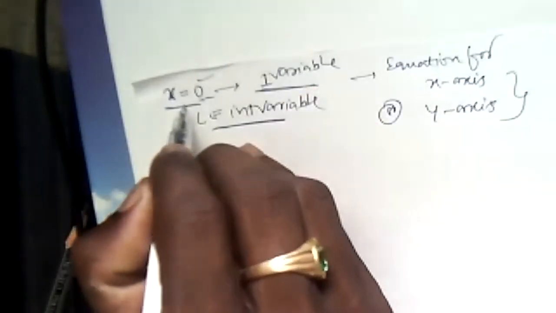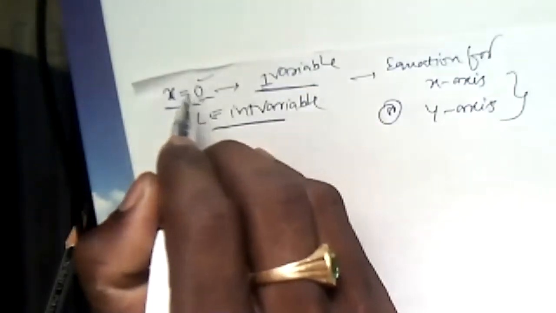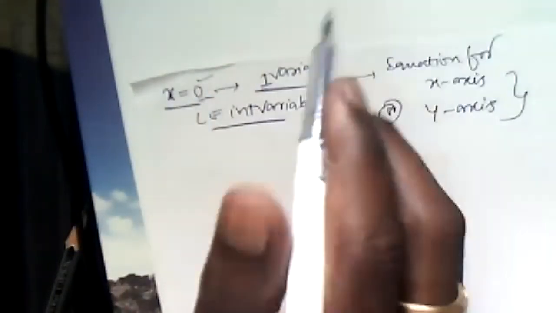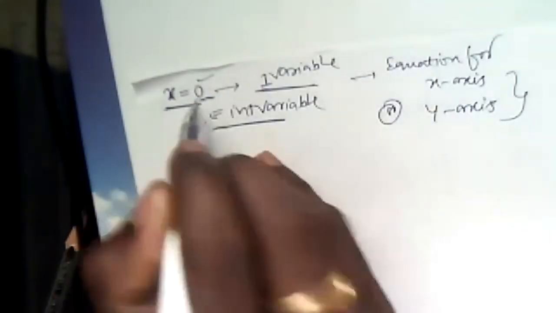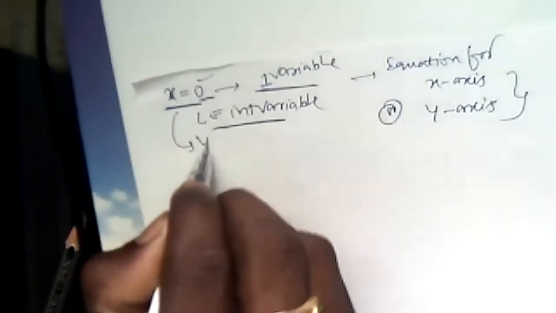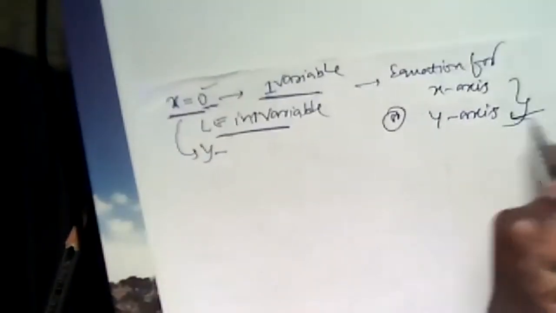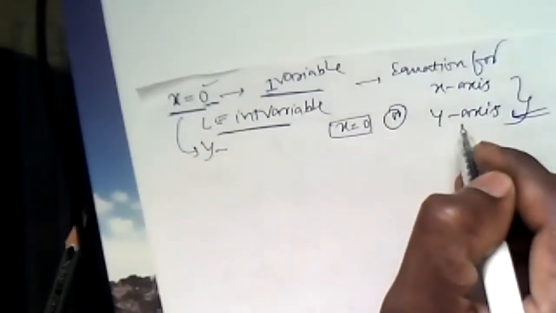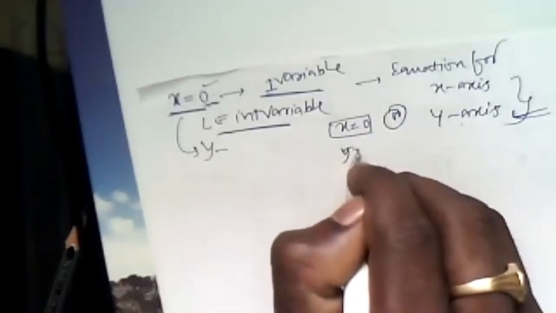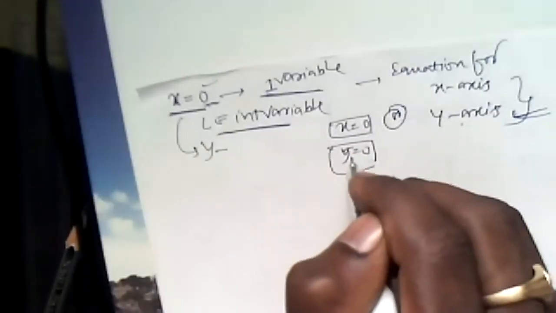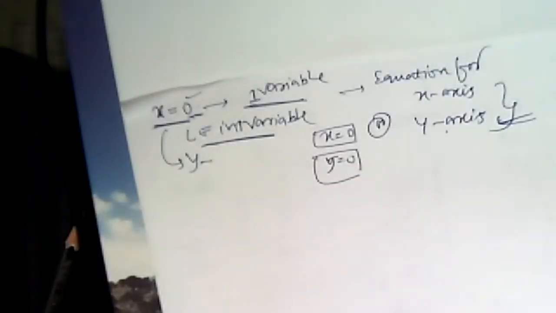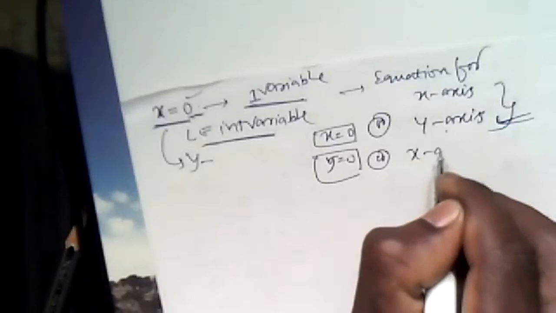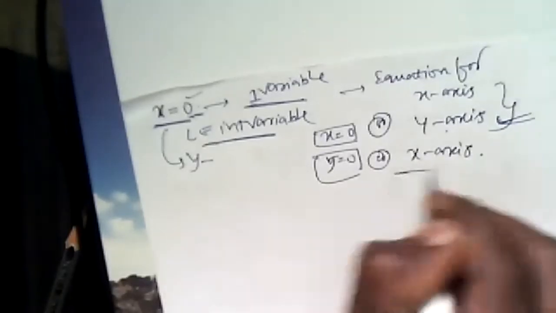Here x is equal to 0 means all x values are zeros. Therefore, x is equal to 0 is the equation for the y-axis. If y is equal to 0, it means there is no y coordinate. y is equal to 0 is the equation of the x-axis.